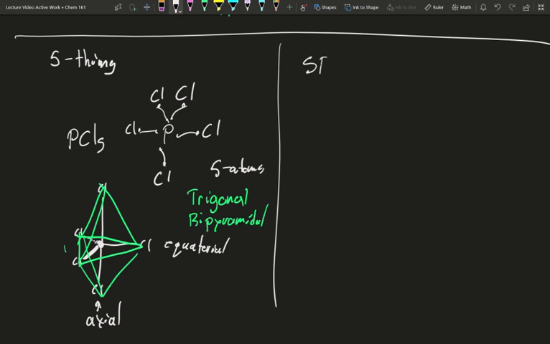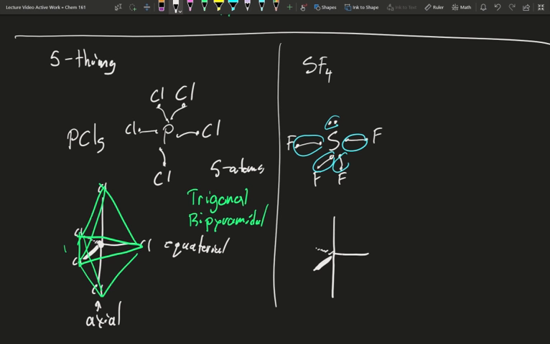Let's do SF4. So in this case, I have sulfur with 6 electrons. Fluorine, I'm going to put just the one unpaired electron on fluorine for simplicity. We would pair, and then we'd have to break up one lone pair. This is going to result in 5 things being around sulfur. A lone pair and 4 fluorine atoms. The bonds coming off of them there. Well, I'm going to arrange things as I arrange for 5.